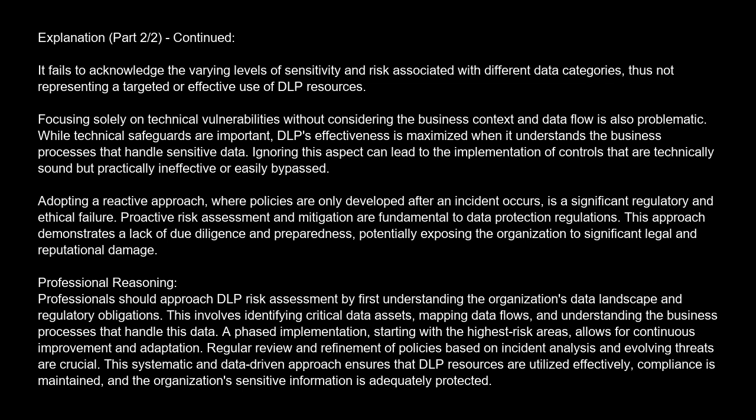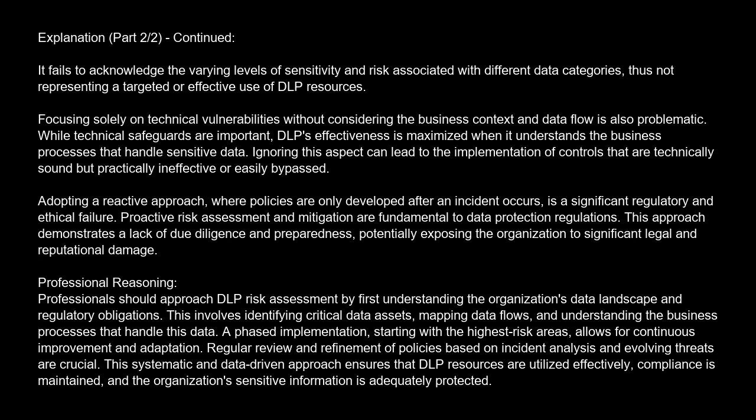Focusing solely on technical vulnerabilities without considering the business context and data flow is also problematic. While technical safeguards are important, DLP's effectiveness is maximized when it understands the business processes that handle sensitive data. Ignoring this aspect can lead to the implementation of controls that are technically sound but practically ineffective or easily bypassed.